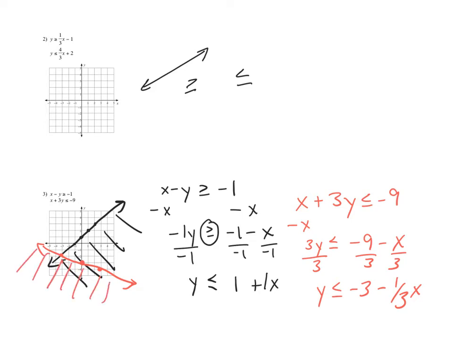And where do the 2 lines overlap? Let me extend my black line a little more. They overlap in this area. Again, you can include the ordered pairs on both lines because they're less than or equal to, and they have the equal to sign.